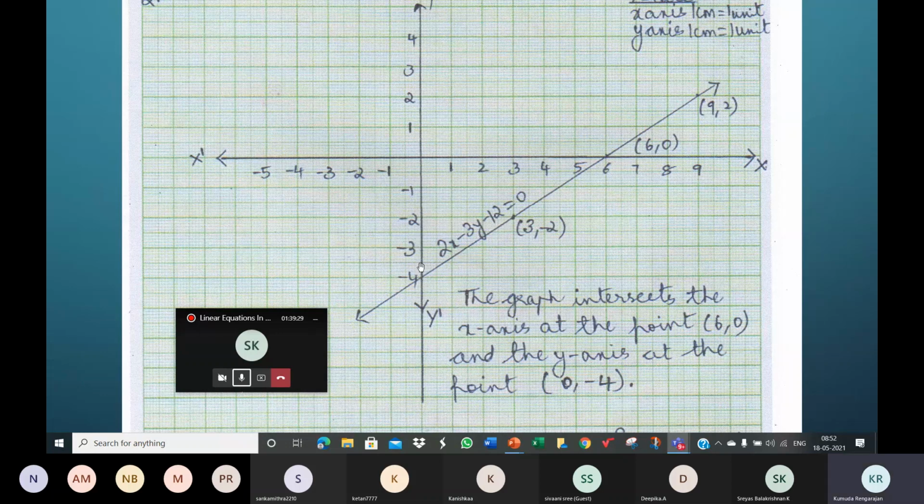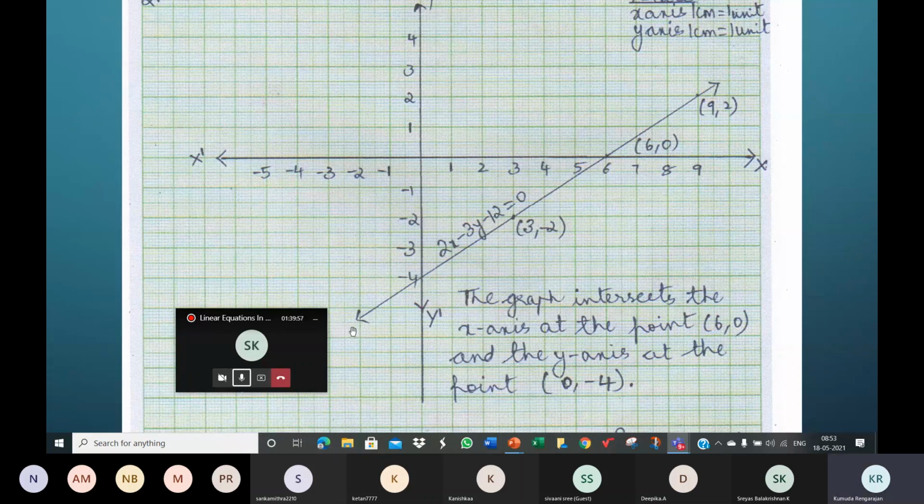Here, when you take x as 0 and find the corresponding value of y, when x is 0, y is -4. So the answer is 0, -4. So when x is 0 and you find the corresponding value of y, you're finding the point where the line cuts the y-axis. That's it. Without making the graph, you can find.